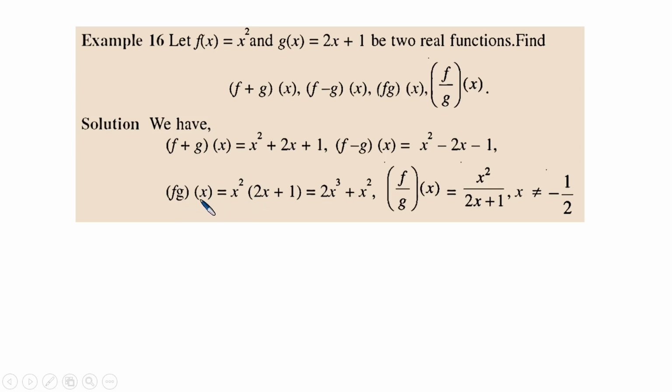Okay, so here f into g of x is f of x into g of x. F of x is x square and g of x is 2x plus 1. So you multiply this, you get this answer. Similarly, f divided by g of x is x square divided by 2x plus 1. And here you have to know that this denominator should not become 0.